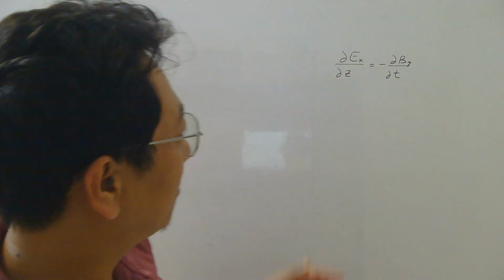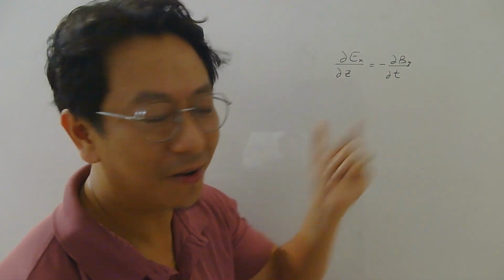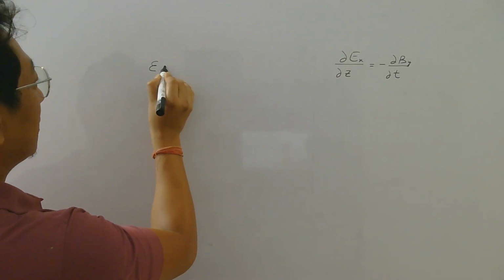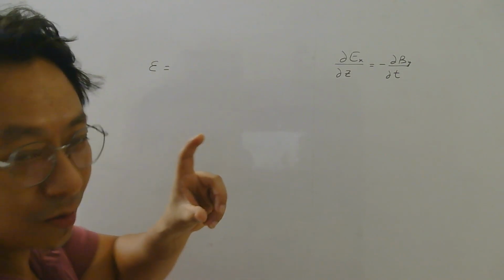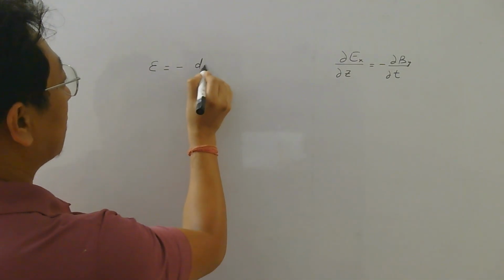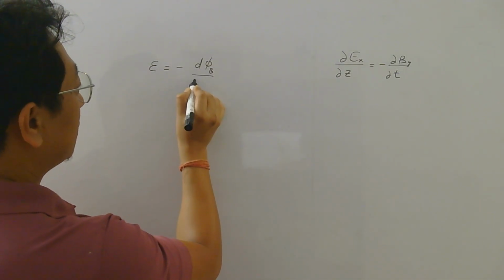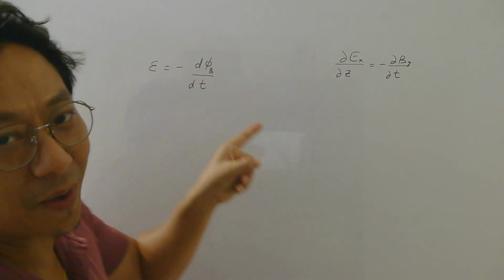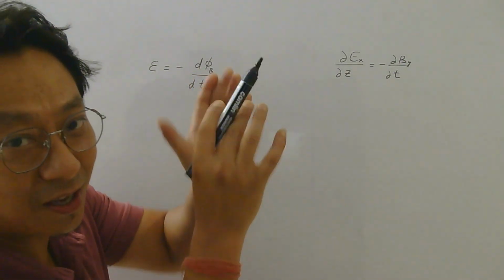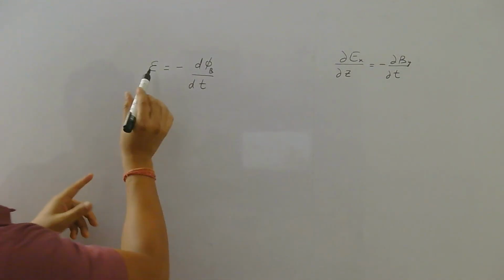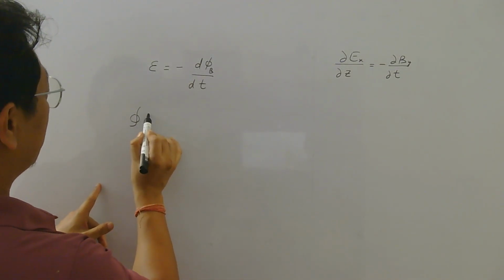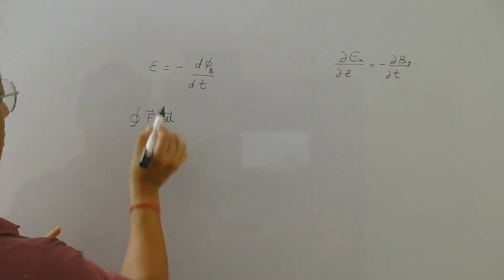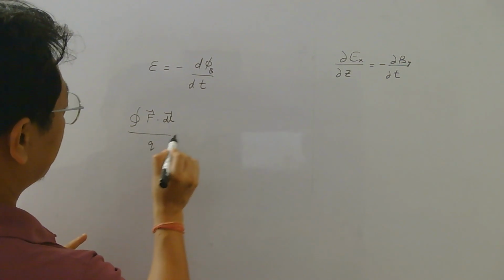Now let me try to explain how this is Faraday's law. You know that Faraday's law says the EMF induced in a closed loop is equal to minus the rate of change of magnetic flux with respect to time. And obviously the magnetic flux should be passing through the same loop, right? And this EMF is basically the work done to carry a unit positive charge around the loop. So this is the work done divided by the charge.